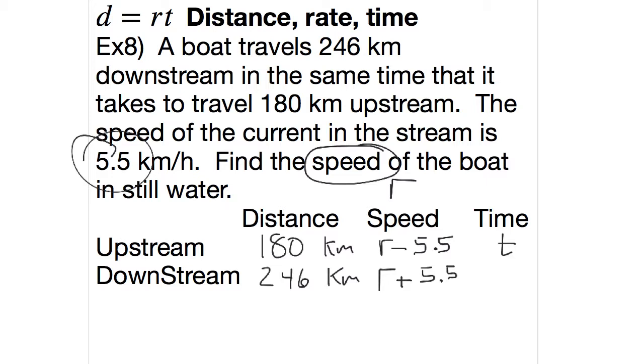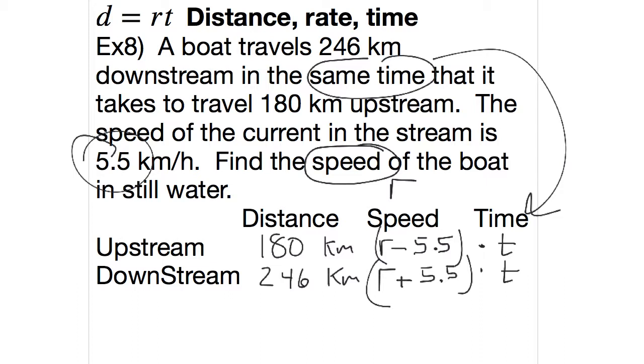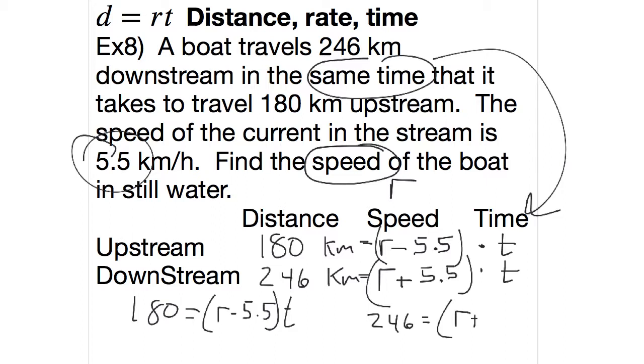And we don't know what the time is, but we can say that it's the same variable. It's the same time going upstream and downstream. That way we can use just one variable. Now, because distance equals rate times time, or distance equals speed times time, we can actually turn these into equations. We can say that 180 kilometers is equal to r minus 5.5 times t, and 246 is equal to r plus 5.5 times t.